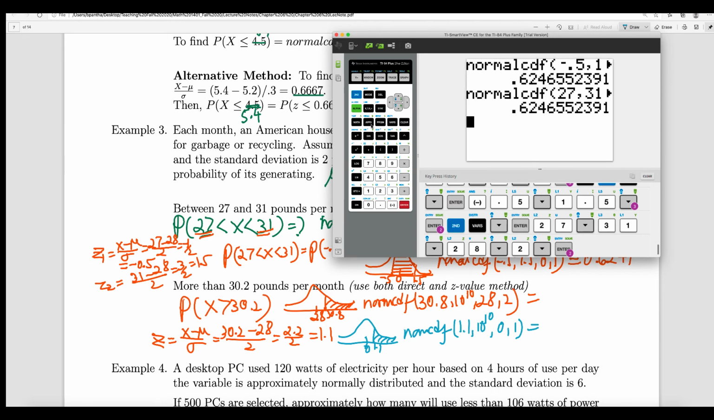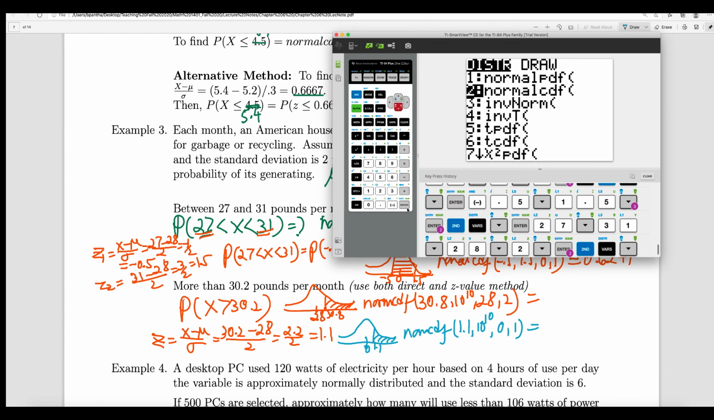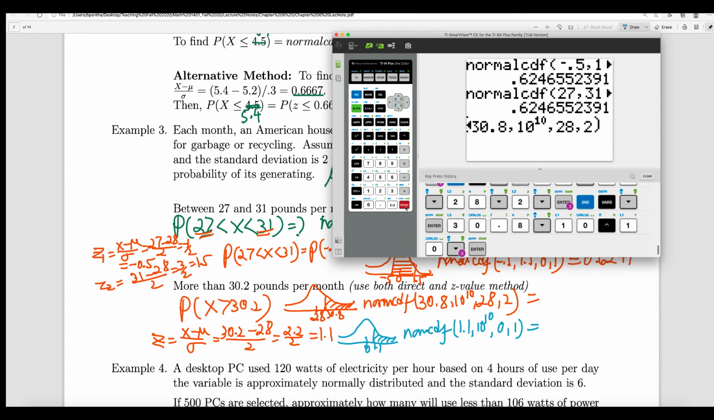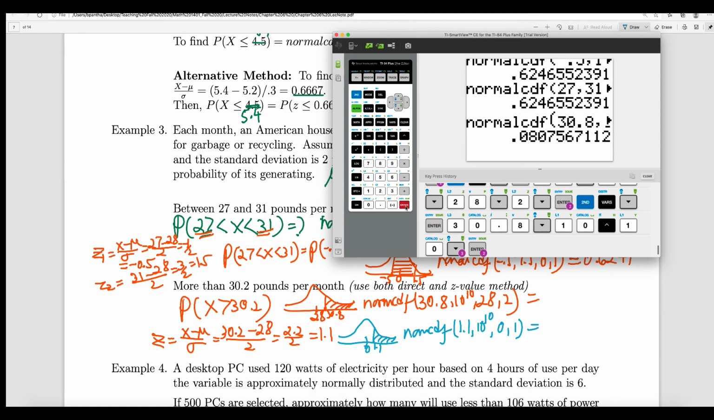So you go second verse, go to the normal CDF, hit enter. Let's do the direct method first, because mean and standard deviation are already there. So the left bound is 30.8, and then go down, the right bound is 10 to the 10. The mean is already given, sigma is 2 is given, so paste. This is what you get, 0.0807.